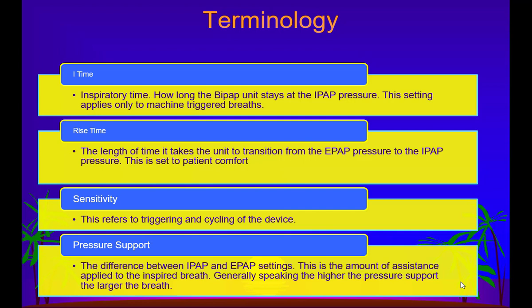And then what is the pressure support? Pressure support is the gradient between the IPAP and EPAP. So the higher the IPAP and the lesser the EPAP, the more is the pressure gradient. And the more the pressure gradient, the more is the tidal volume delivered. So basically, it's like the pressure support ventilation that you have in your invasive ventilators.